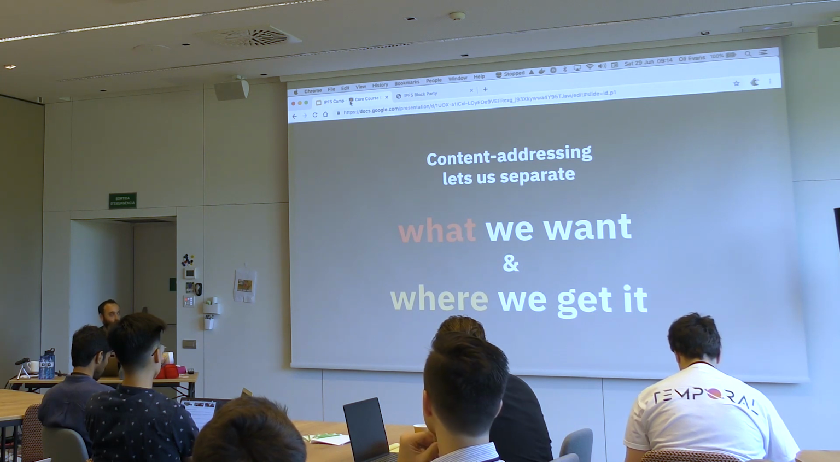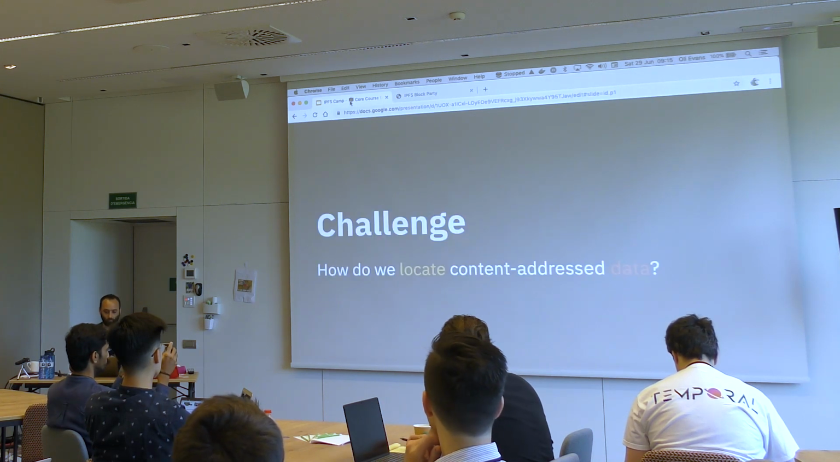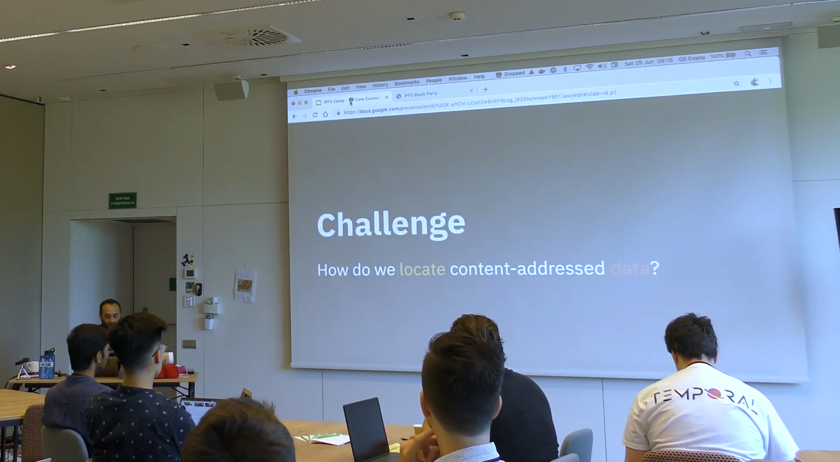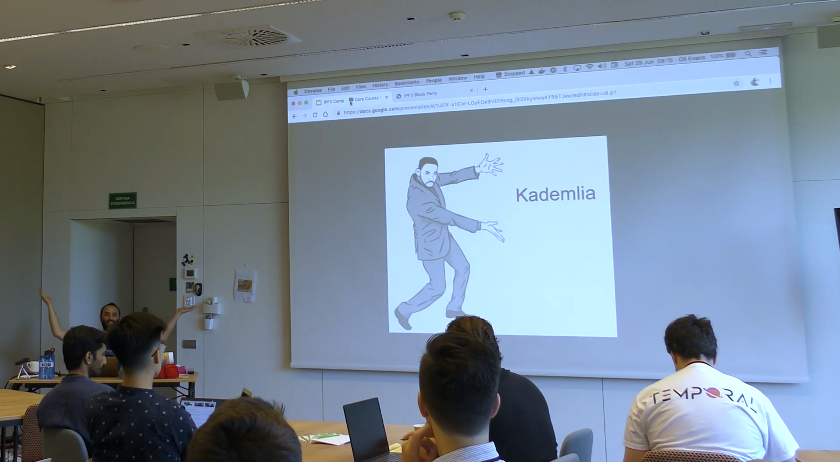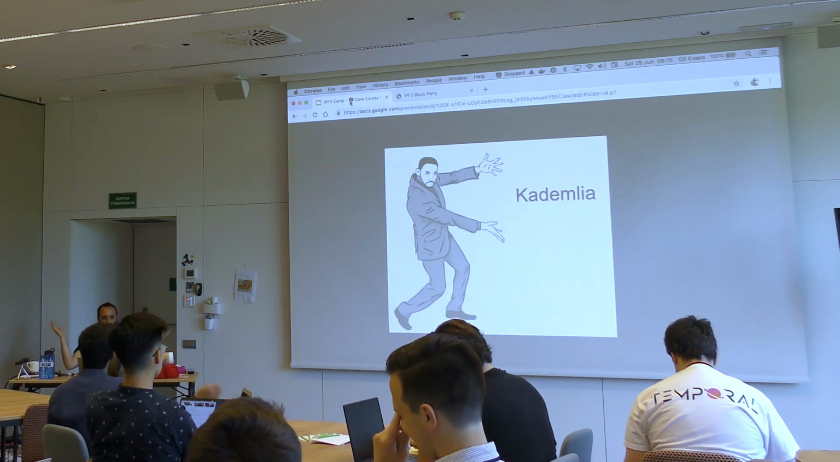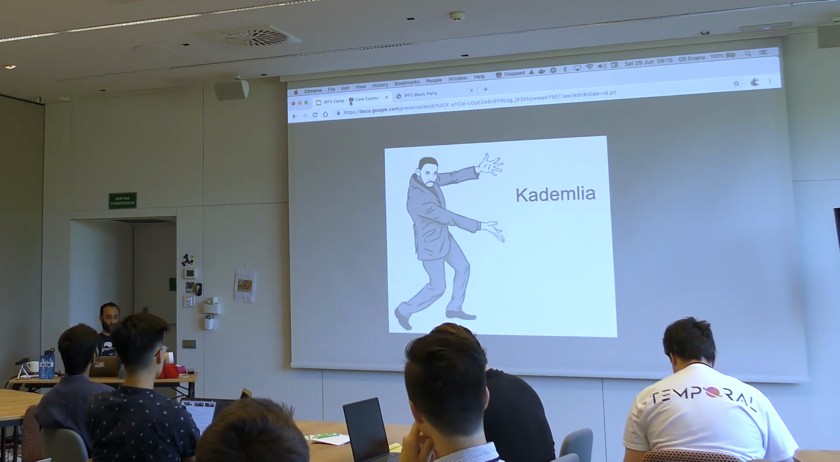But the data is still stored somewhere, and so how do we let the network know what content we're providing? So the challenge is, how do we locate content addressed data? Kademlia! In short, this is how IPFS does it, and particularly this is the libp2p flavor of Kademlia, which has some mild changes, but nothing that we need to worry about for the purposes of this course.